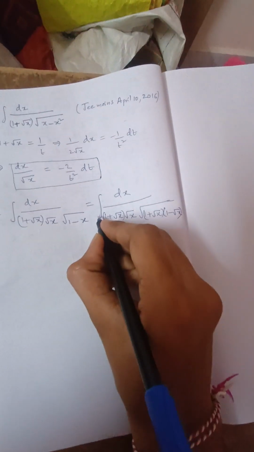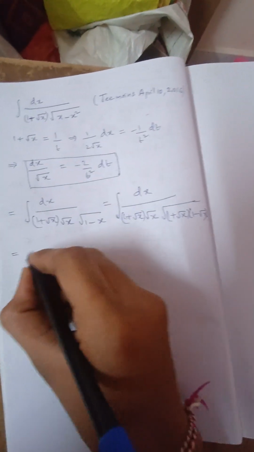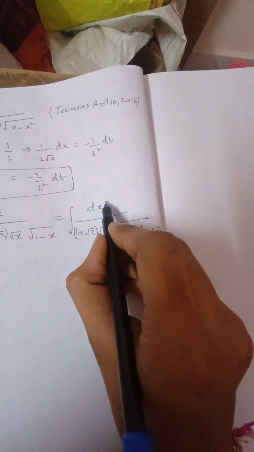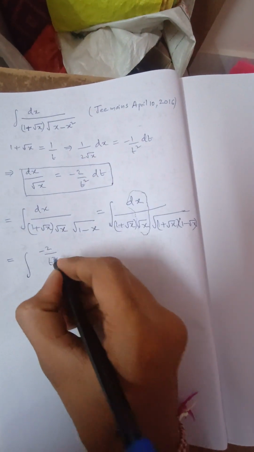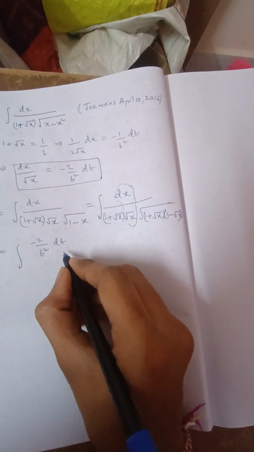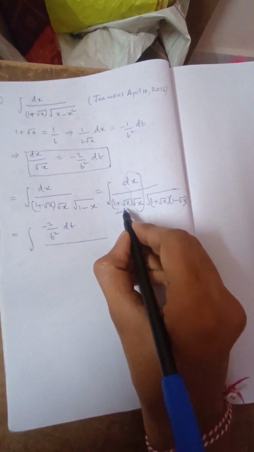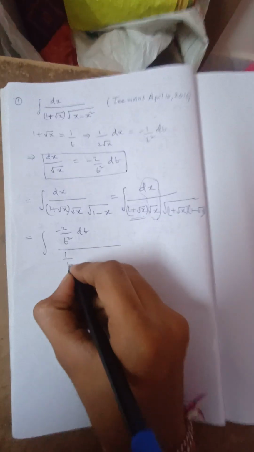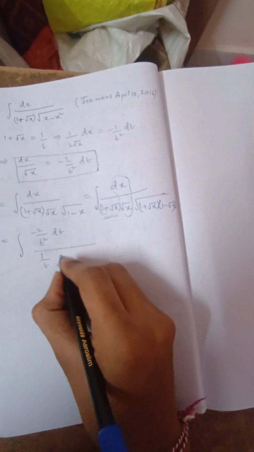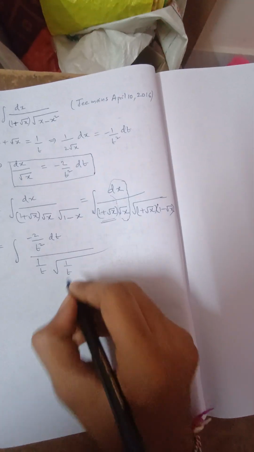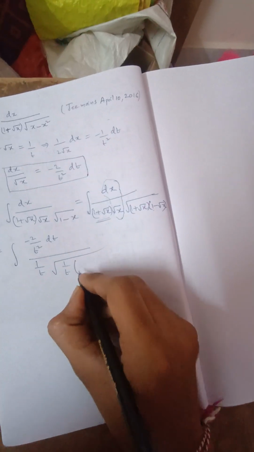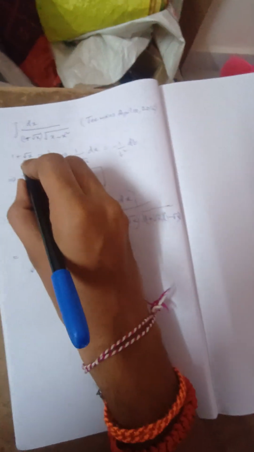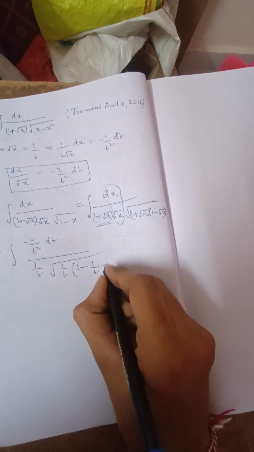So now we can substitute. This we can write as the integration of, instead of dx by root x, I can write minus 2 by t square dt, by, instead of 1 plus root x, I can substitute 1 by t. Here also instead of 1 plus root x, I can substitute 1 by t, into, instead of 1 minus root x, 1 minus, instead of root x, I can substitute 1 by t minus 1. So 1 by t minus 1.